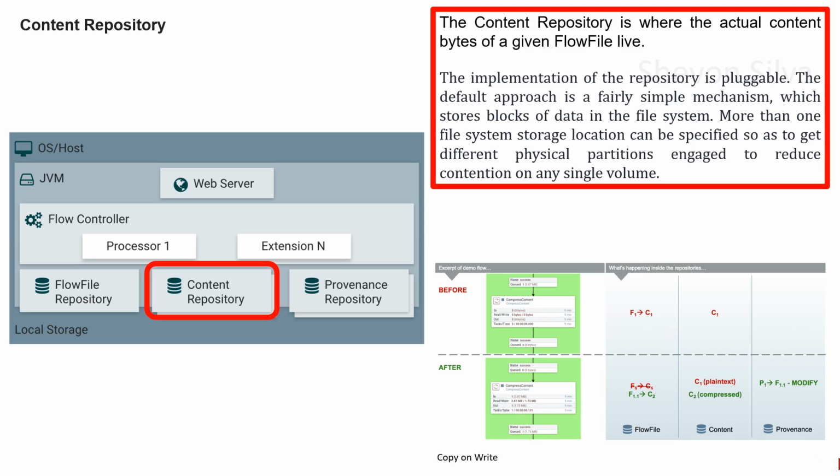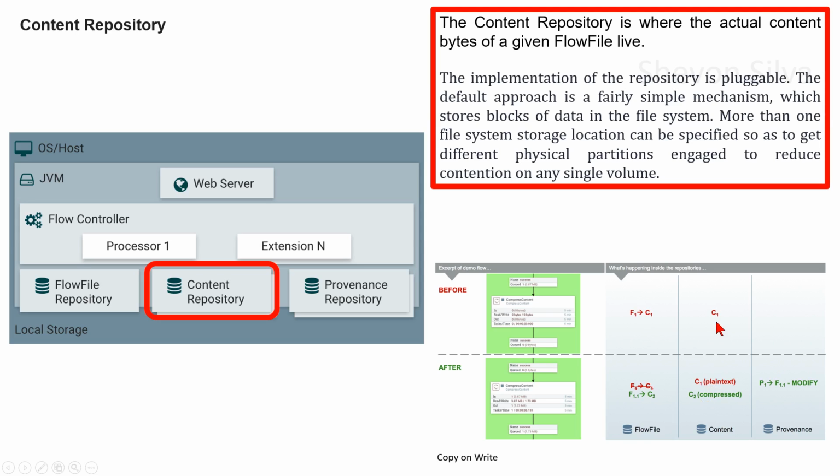Here you can see a copy on write. In this example, we are focusing on the compress content processor of the template that compresses bundles of merged flow files containing web pages that were queued. In this example, the content C1 for flow file F1 is being compressed in the compress content processor.